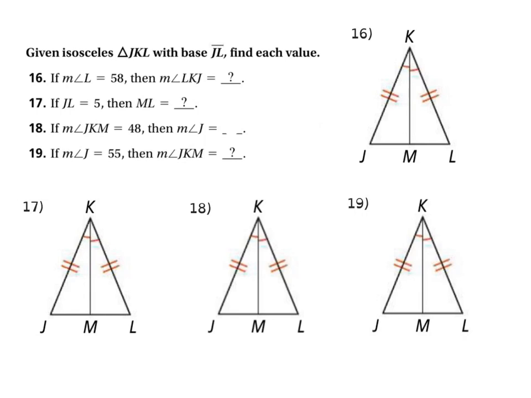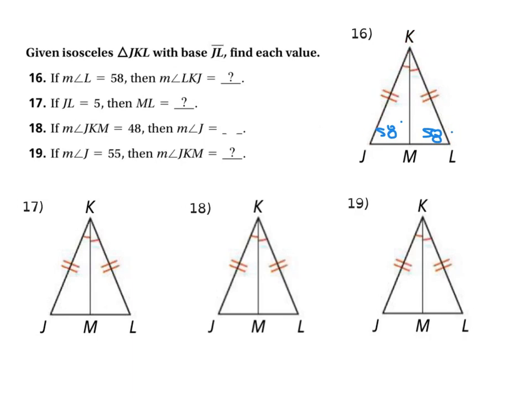Okay, so what are we looking at? I'm going to use blue. So if the measure of angle L is 58 degrees, this is 58, then this other base angle must be 58 as well. Okay. Then what is the measure of angle LKJ? And LKJ is L up to K down to J.